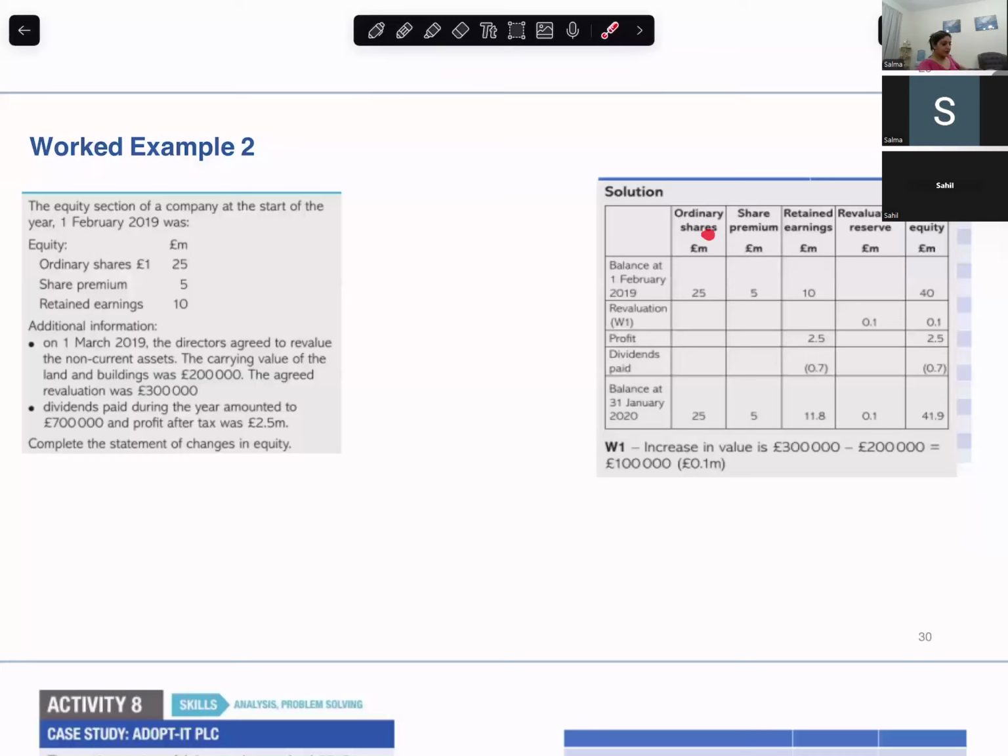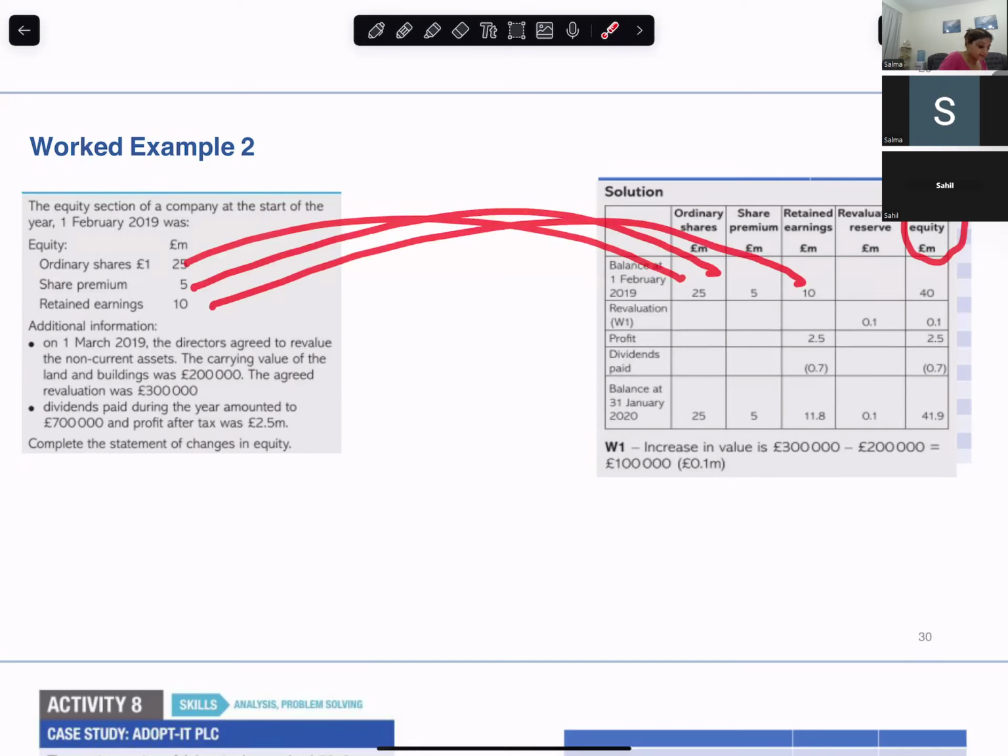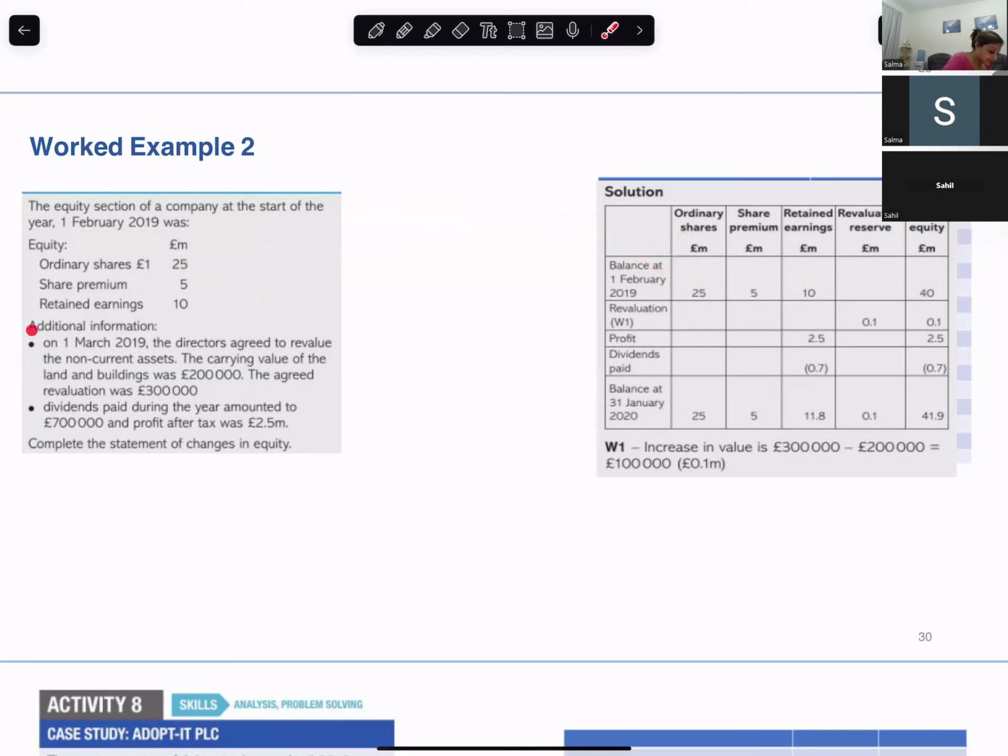So you have your ordinary shares, your share premium, your retained earnings. In the question, they will give you the number of columns that is there. So if you have an extra column, you should know that there would be something that is going to come in for you in total equity. Ordinary shares, share premium, retained earnings, balance at start. Come on, read this and tell me what is for this.